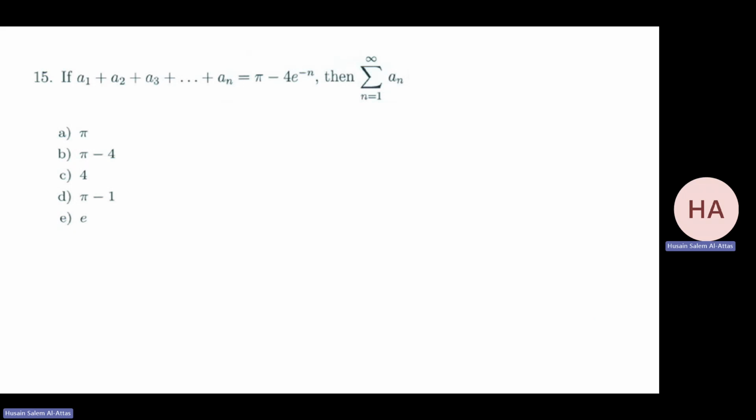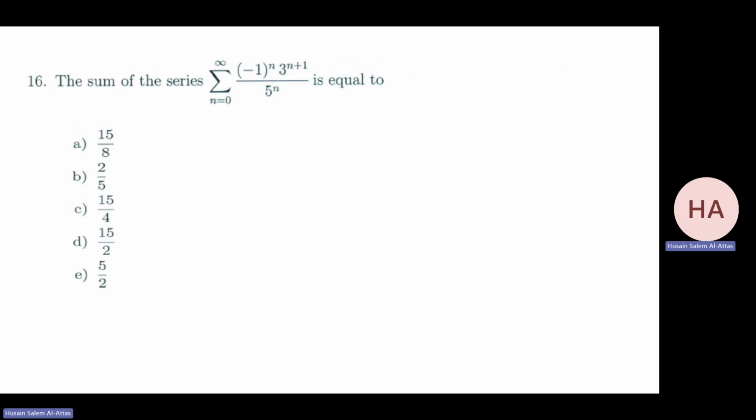He gave me Sn. A1 plus A2 plus and so on, this is Sn. So the sum of the series will be the limit of Sn as n goes to infinity. And this is very clear: that will be pi minus 0, which is pi. That's it. The sum of the series, I think, is easy to do.